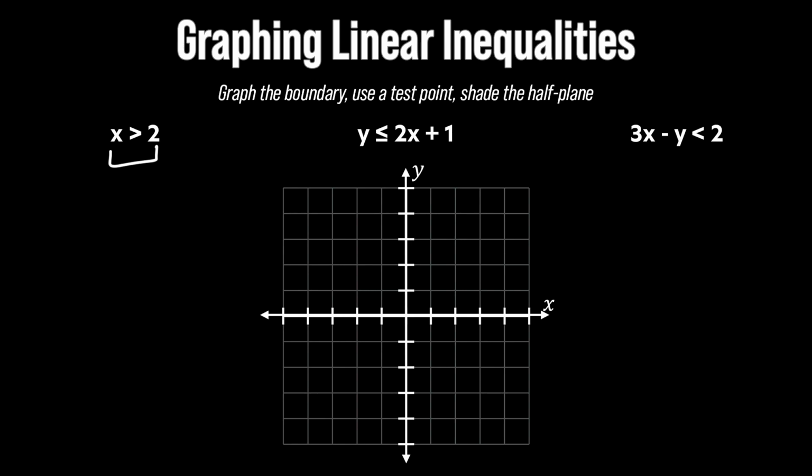Now the inequality doesn't include the value of 2, so it's going to be a dotted line instead of a solid line. Now x can only include all the values greater than 2, so it's going to be 3, 4, 5, 6, and etc. Let's use a test point.